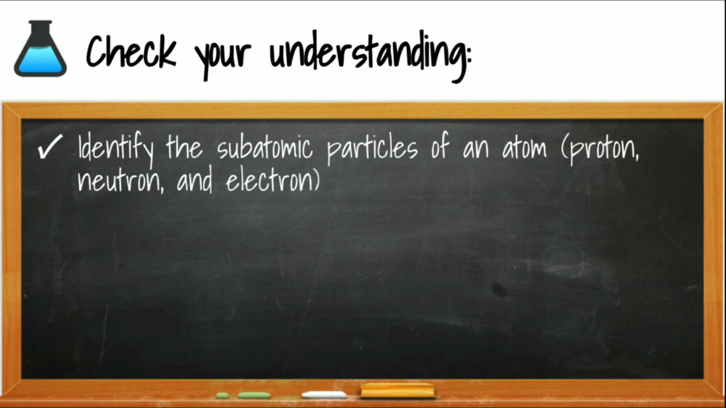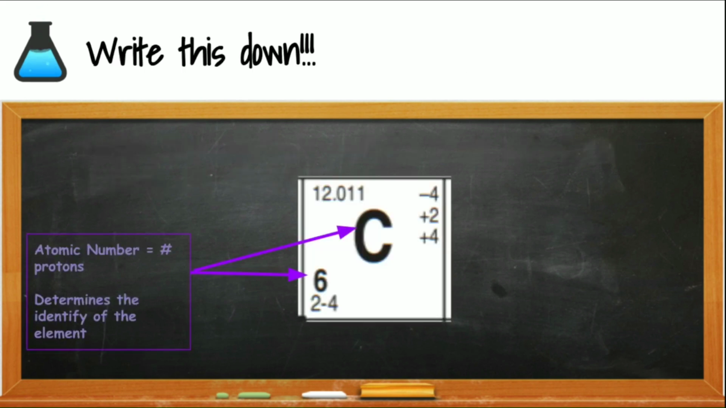So by now, you should be able to identify the subatomic particles of an atom, the proton, the neutron, and electron. Make sure you can describe their charge, their mass, and their location. So it's really important that you write down how we can use our periodic table to find out more about the subatomic particles of each and every element. So you should take a minute to write this down. You might have to pause the video a couple times as we're going to keep on adding to this list. So again, we're going to start with the atomic number.